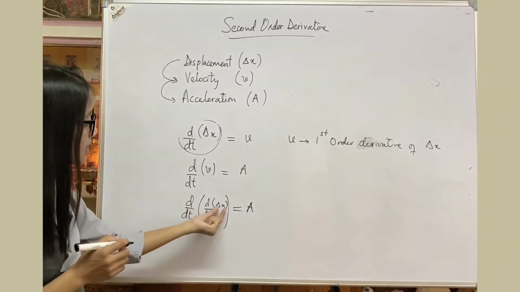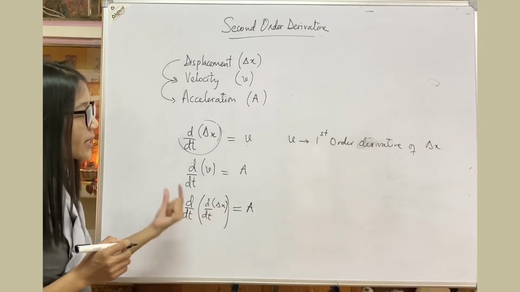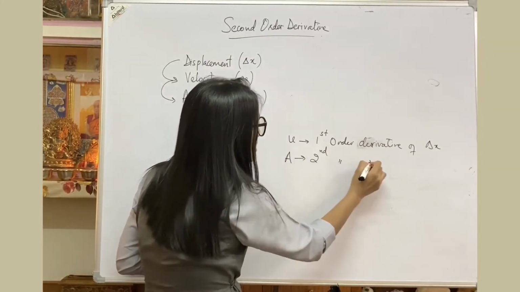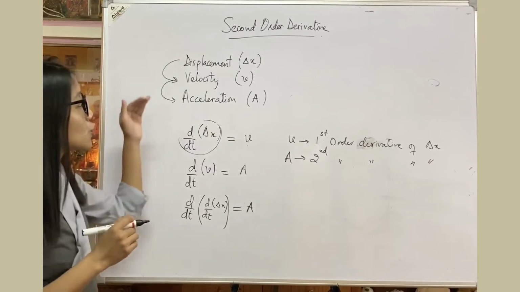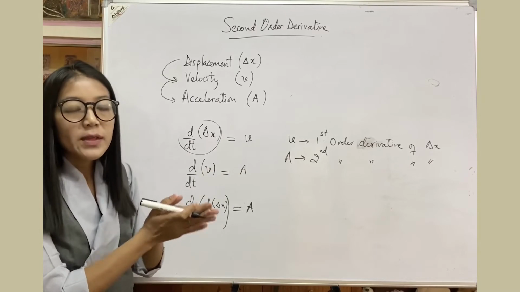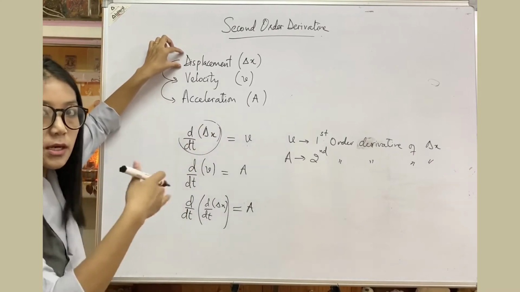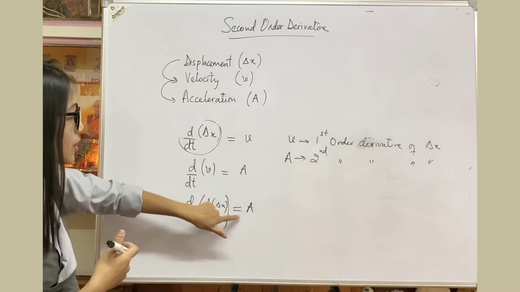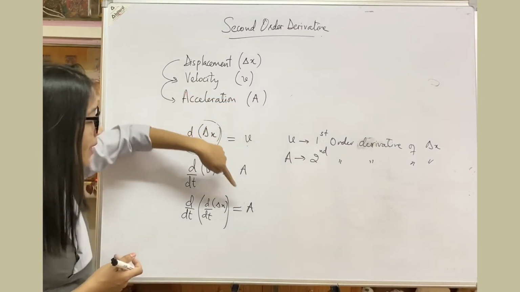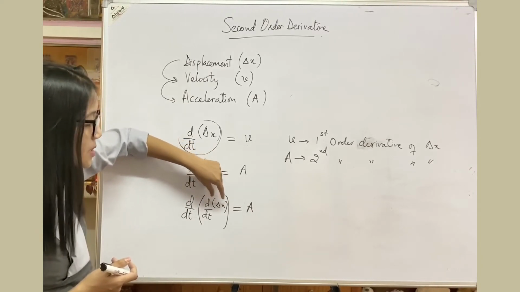So when you differentiate delta x, which is displacement, with respect to time 2 times, okay, so then you get acceleration. So in such case we call acceleration the second order derivative of delta x, okay? So when you differentiate displacement with respect to time once, then you get velocity, okay? Further, when you differentiate it, which means you are differentiating displacement twice, then you get acceleration, okay? So we say that velocity is the first order derivative of displacement, and acceleration is the second order derivative of displacement. You are differentiating displacement 2 times.